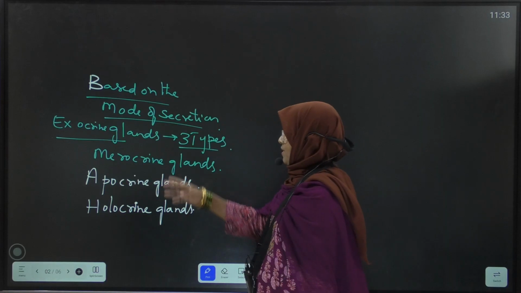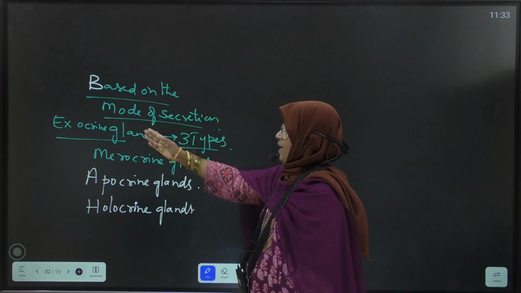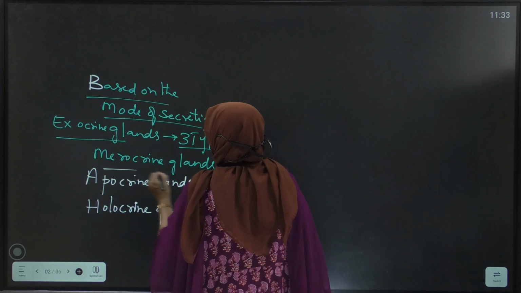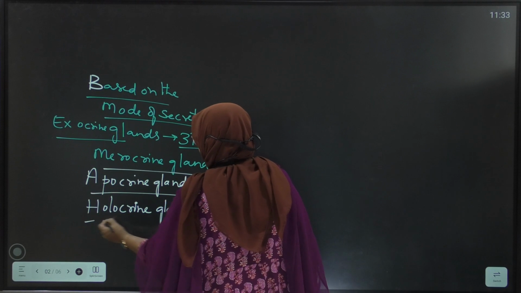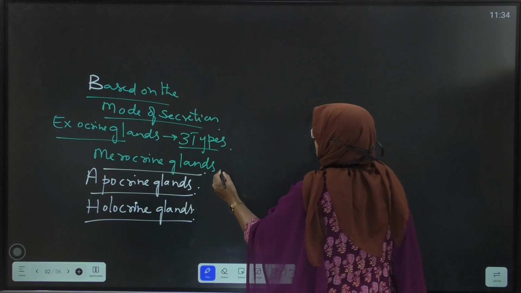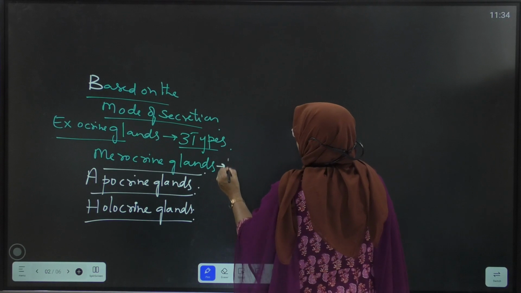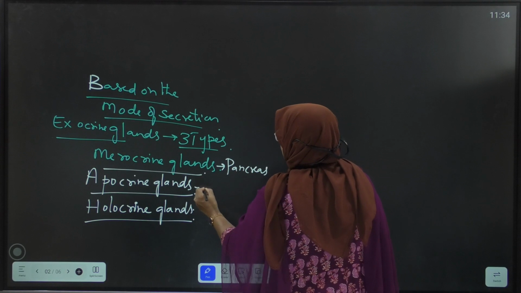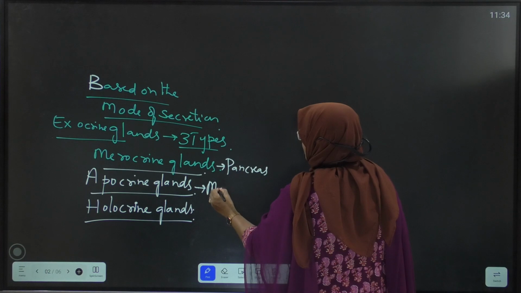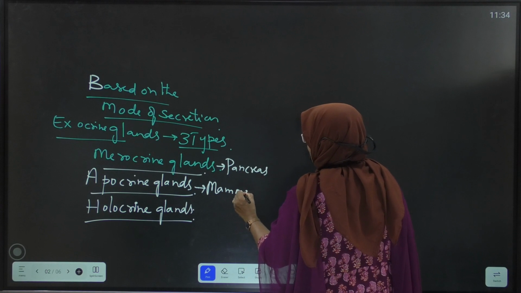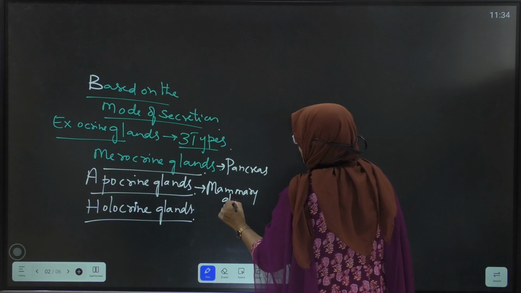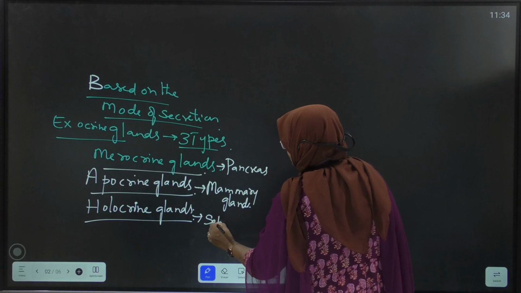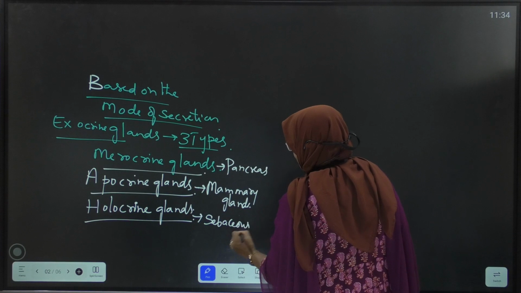Listen carefully. Based on the mode of secretion, exocrine glands are of three types. They are merocrine glands, apocrine glands, and holocrine glands. Merocrine glands, example pancreas. Apocrine glands, example mammary glands. And holocrine glands, example sebaceous glands.